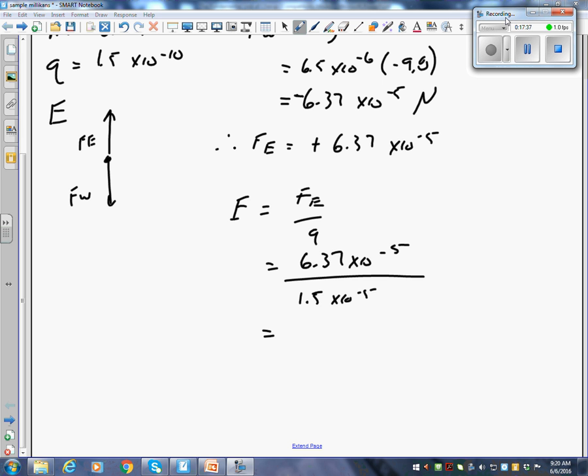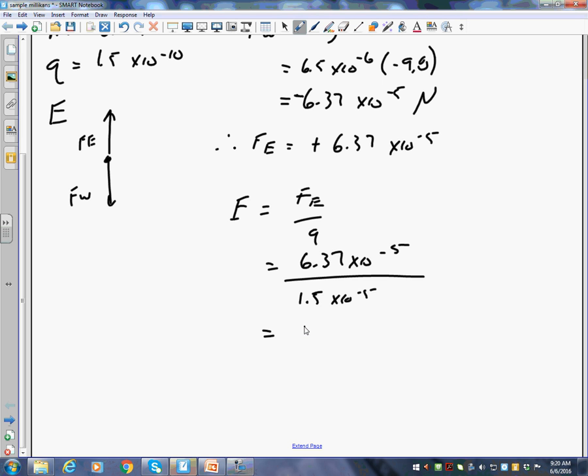You should get 424,667 newtons per coulomb, or 4.2 times 10 to the 1, 2, 3, 4, 5. 4.2 times 10 to the 5 newtons per coulomb. Either one is fine, Megan, yes, absolutely.